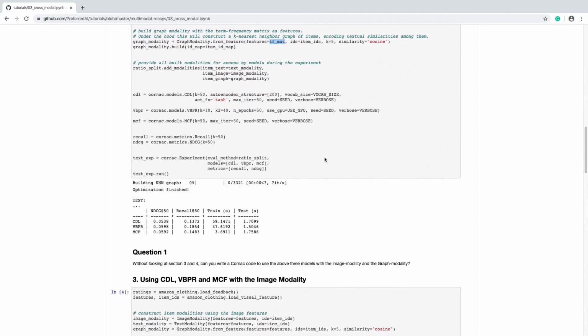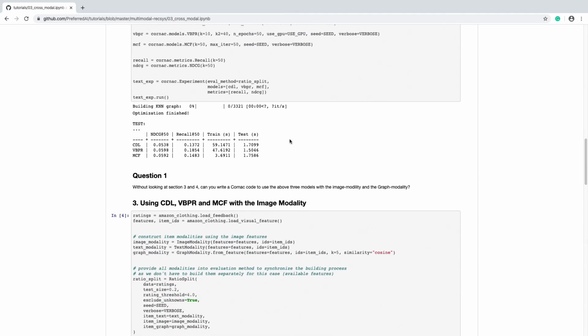And then again, this is standard in Cornac. You instantiate your different models: CDL, which uses the text modality; VBPR, which uses the image modality, but which is instantiated with the document word matrix; and MCF, which uses the graph modality instantiated by the KNN graph built from the text features. And then you can choose your metrics and run your experiment. And then you will get some results.